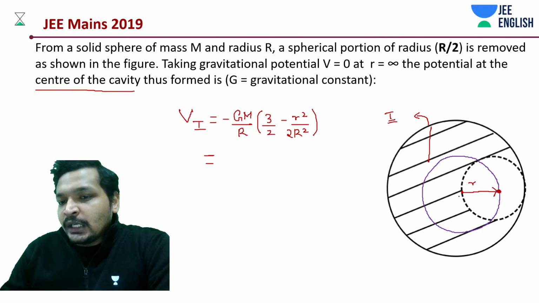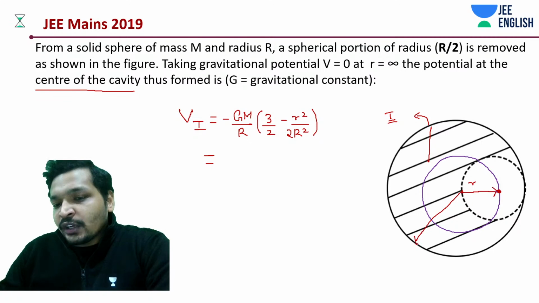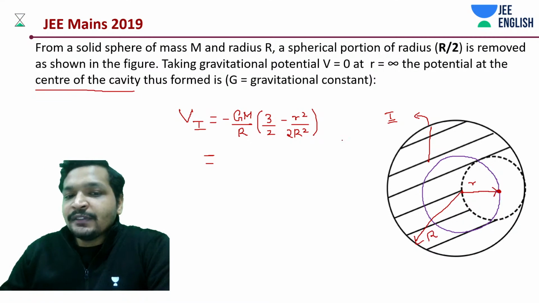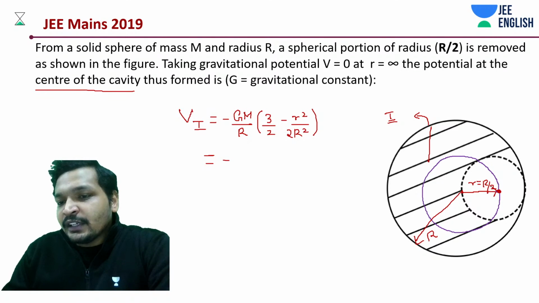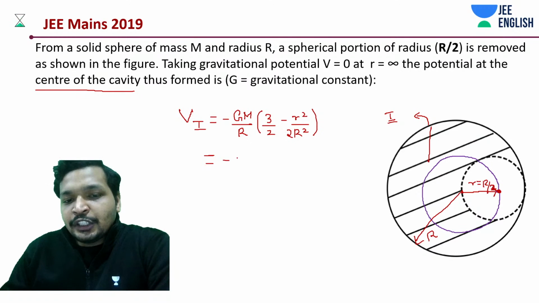Still radius R only. The cavity is not yet removed. We are calculating in a case where the cavity is not yet removed. What is the value of R? It's R by 2, right? This cavity's value is R by 2.